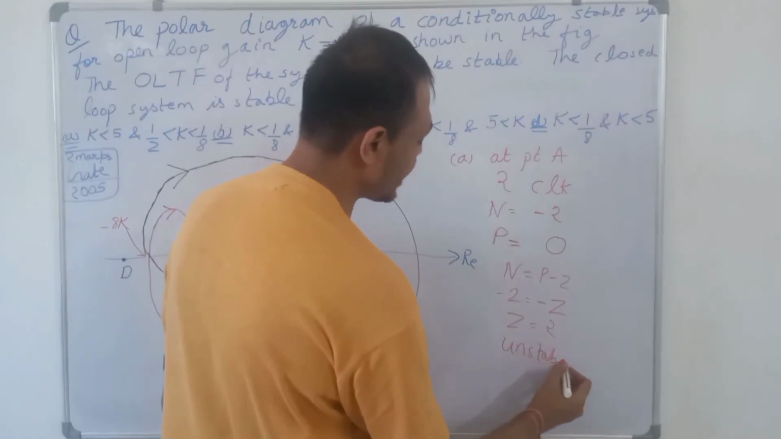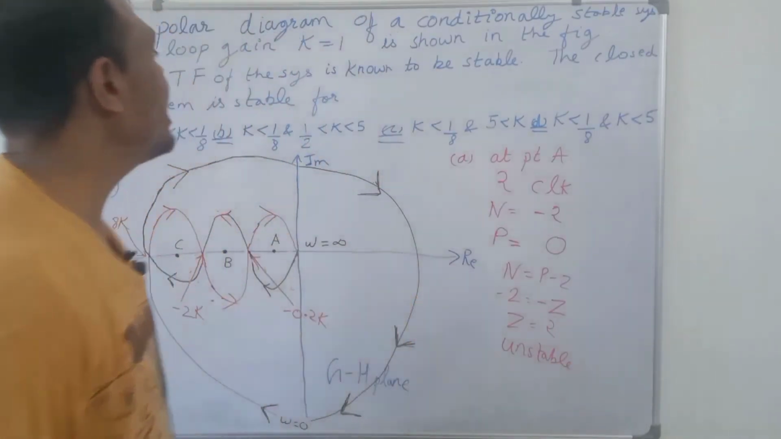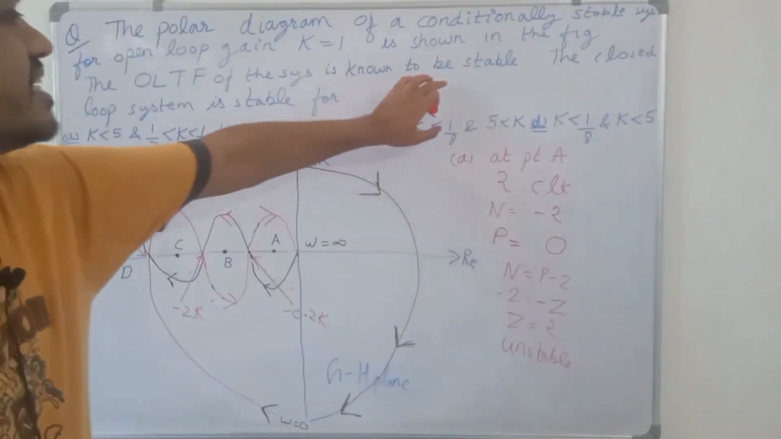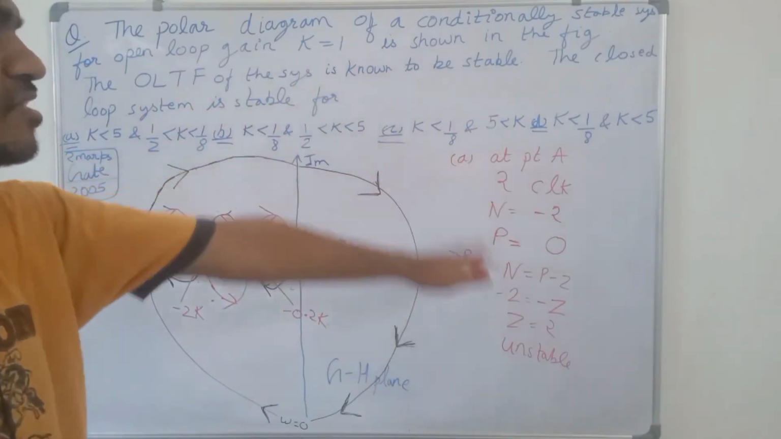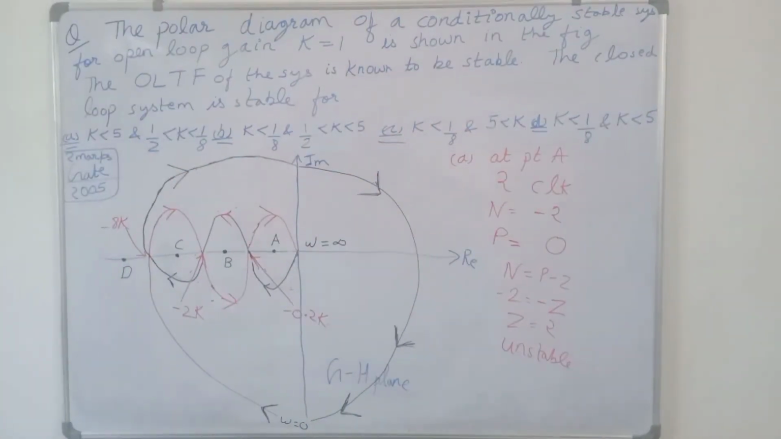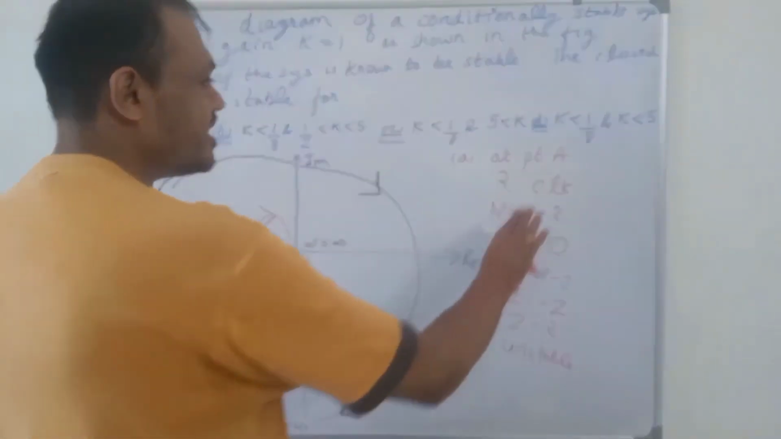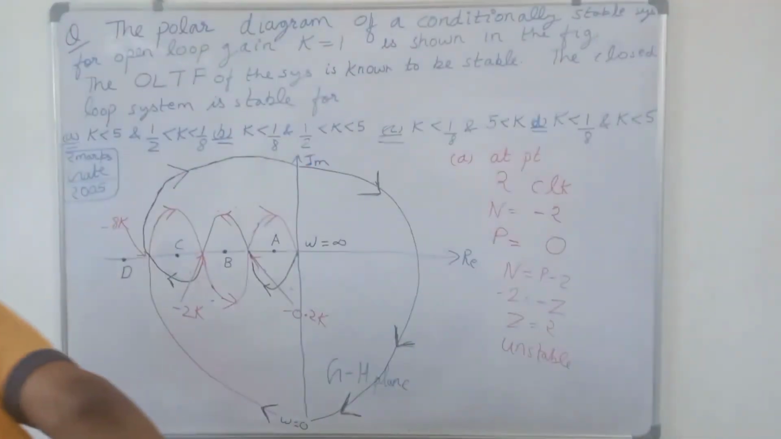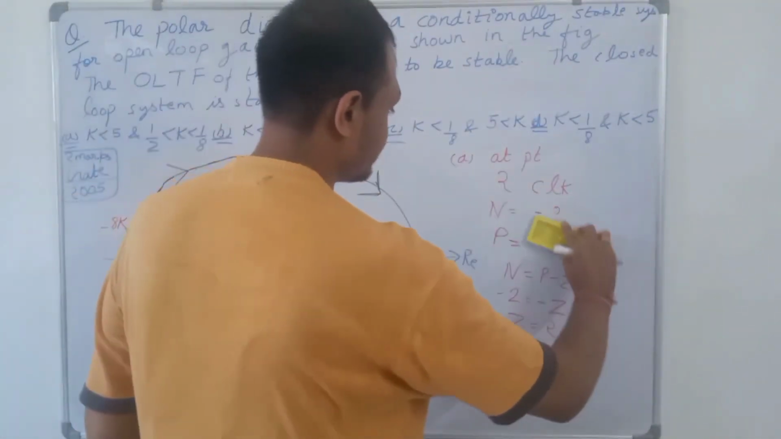Now the system is unstable, but we have to find the condition for the closed loop system to be stable. So we will ignore this point A. Now we will check for point B.